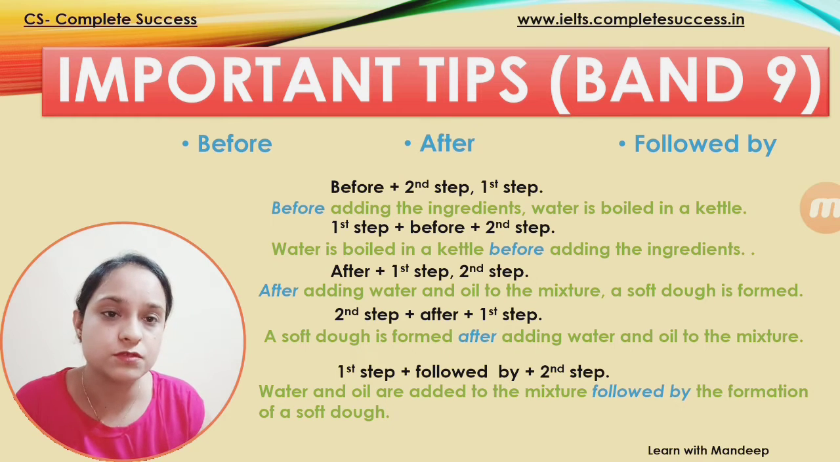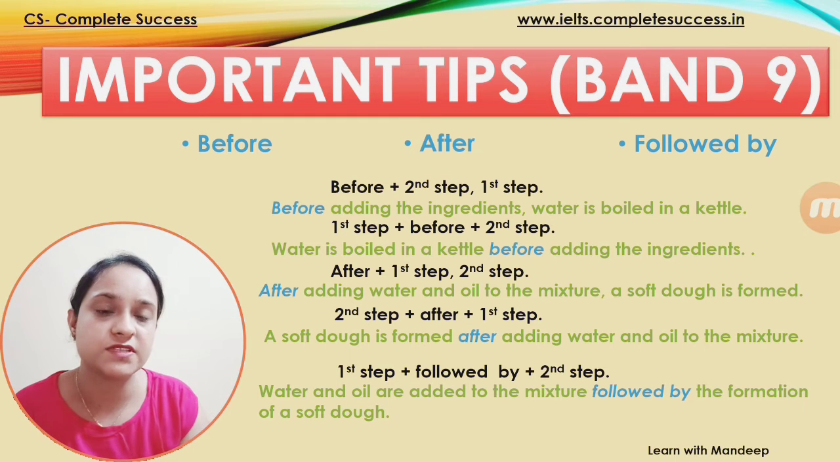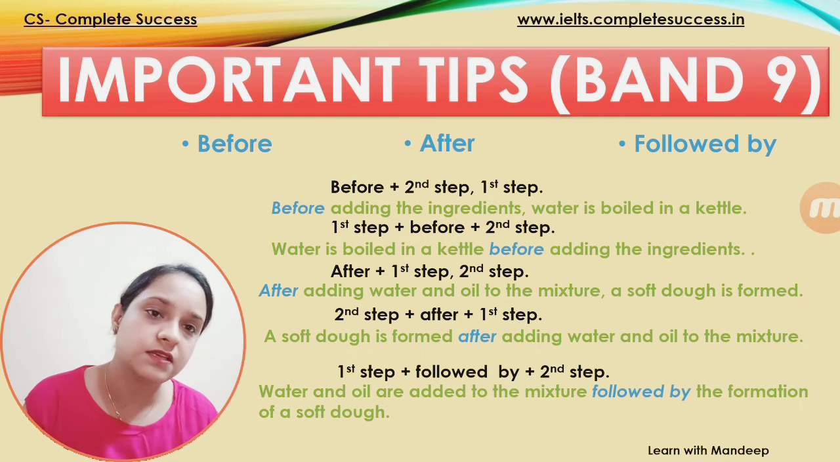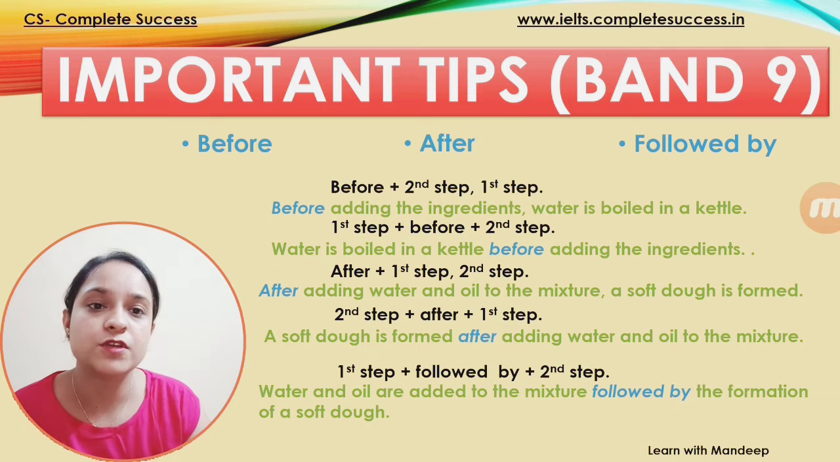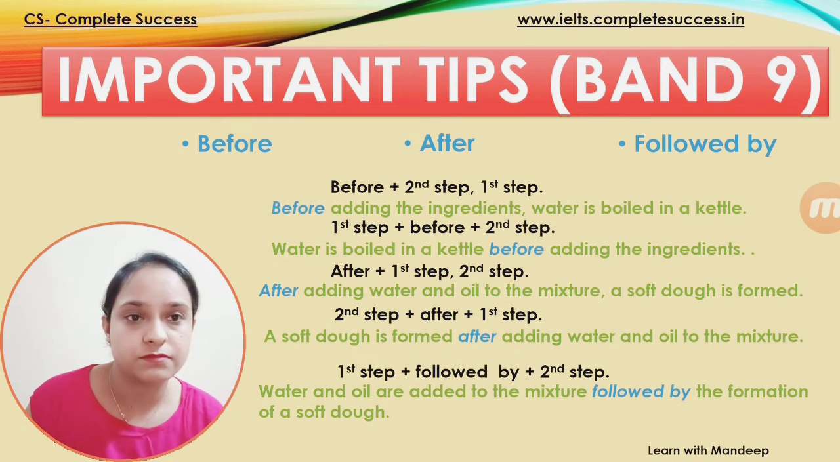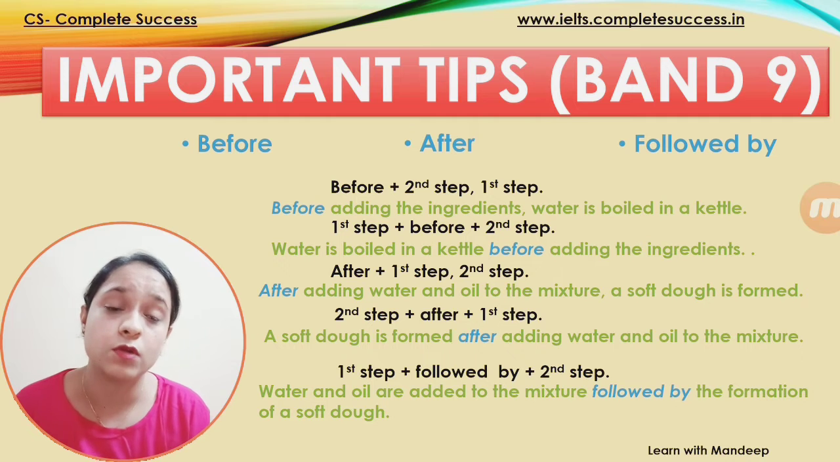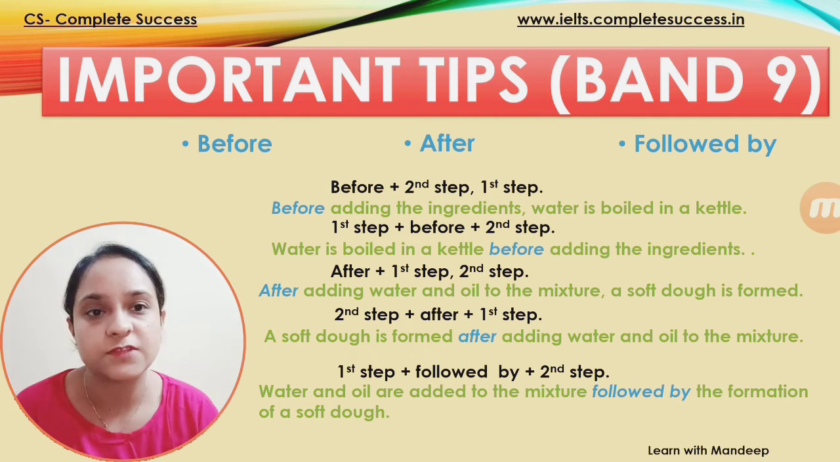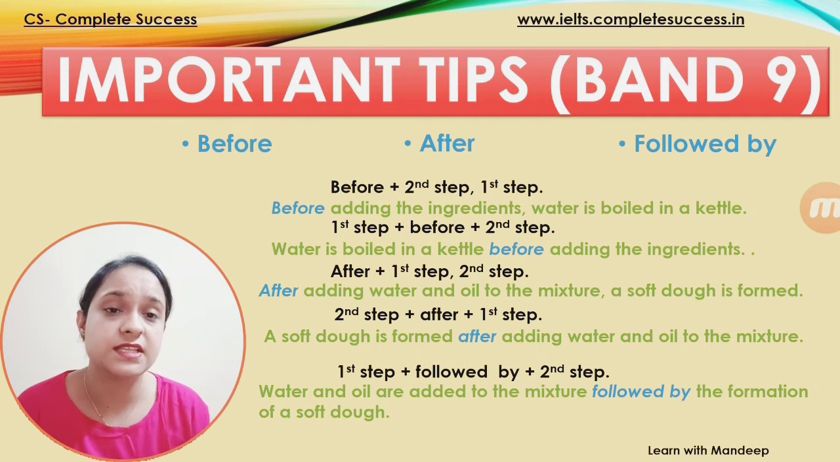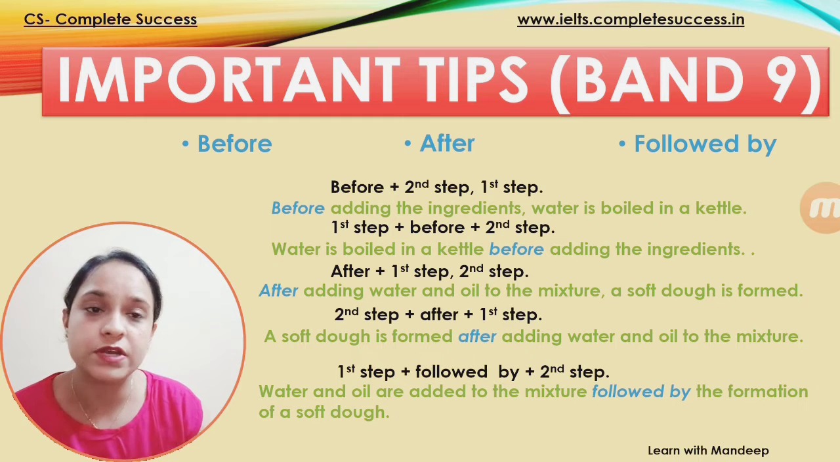But if you have to use after in the middle, then it will be opposite. Like you firstly have to explain the second step and then the first step. Like a soft dough is formed after adding water and oil to the mixture. Means a dough will be formed, but it will be after the addition of the water and oil in the mixture. I hope you understand how to explain the steps in a sentence by making complex sentences using before and after.